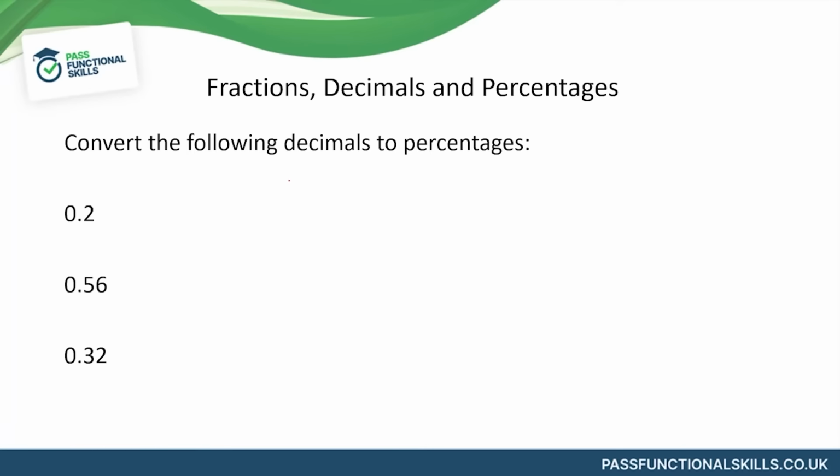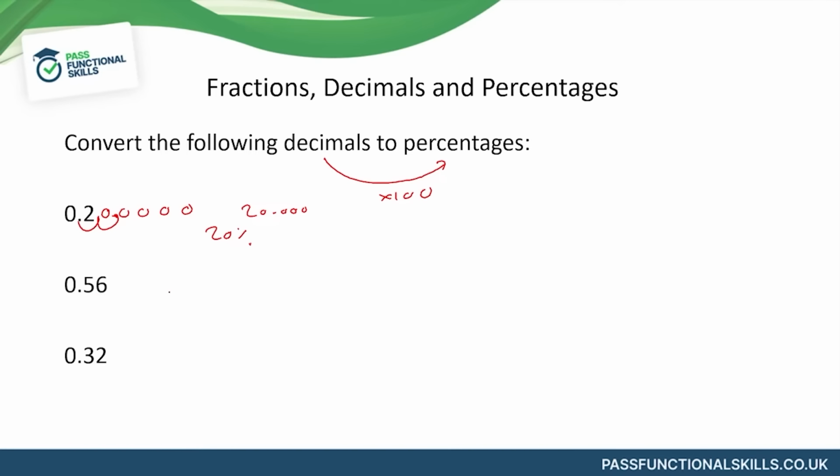So moving on to fractions, decimals, and percentages. Here we're converting decimals to percentages. To go from a decimal to a percentage is very easy. You just multiply by 100. And multiplying by 100 means moving the decimal point 2 positions. And if you need to put in some zeros to help you do that, by all means go ahead and do so. So 1, 2, so that is 20.000. In other words, it's 20%.